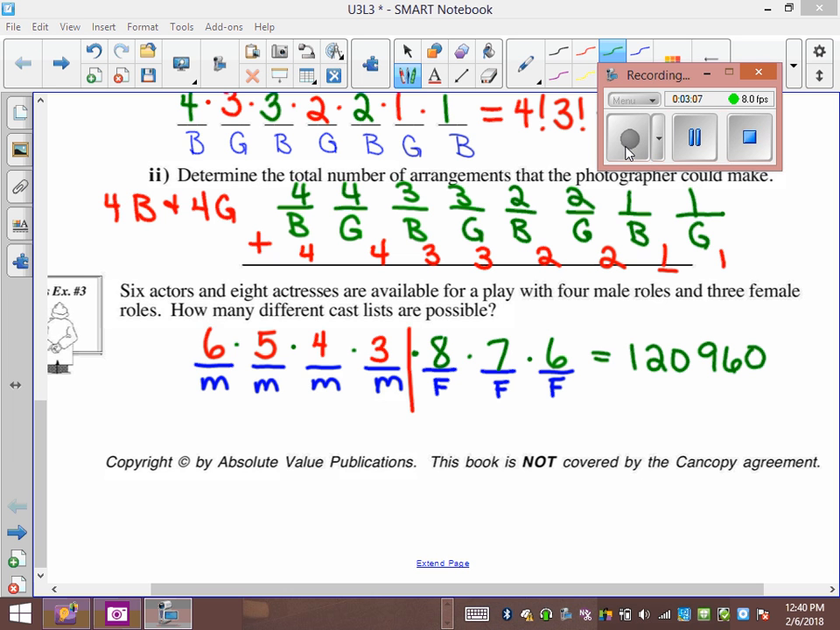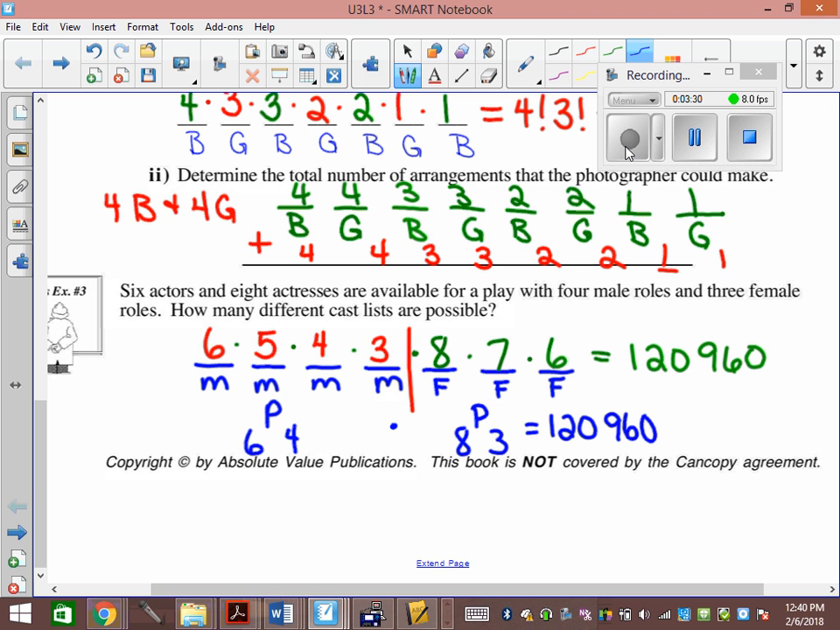Another way we could do this is we know order matters, right? And we're going down by 1, correct? So we could use the P. So we have 6 roles, P 4. And then we have 8, and we pick 3. Multiply them. Okay. So they could write it that way. Then flip it over.